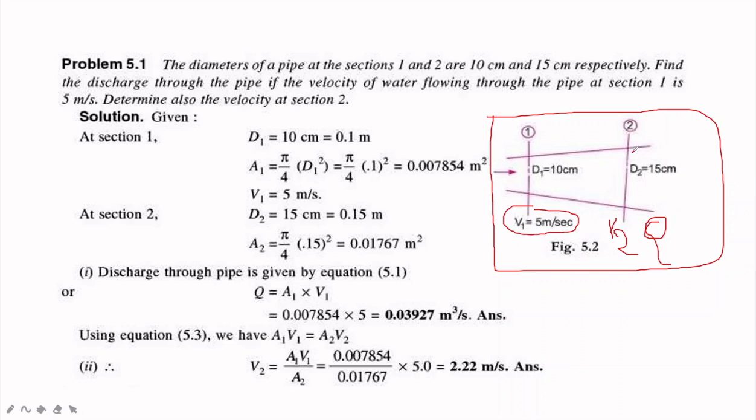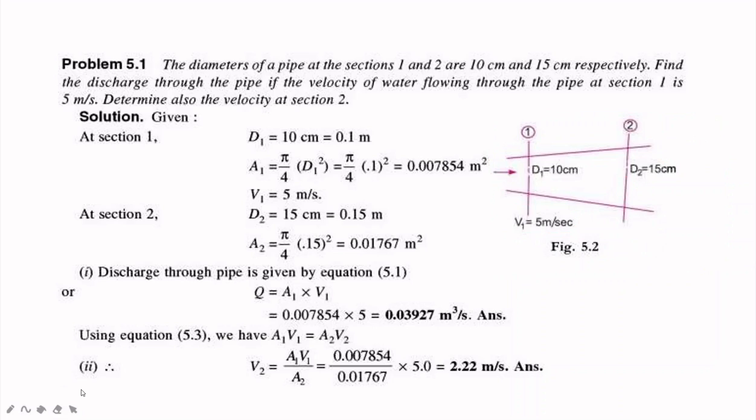So the same fluid will flow through this section and this section, therefore it is an incompressible fluid, that is, the density is the same, so no need to consider the density in this figure, right? Now we will write the data. So what is the data given? At d1, 10 centimeter is 0.1 meter. And v1 is 5 meter per second.